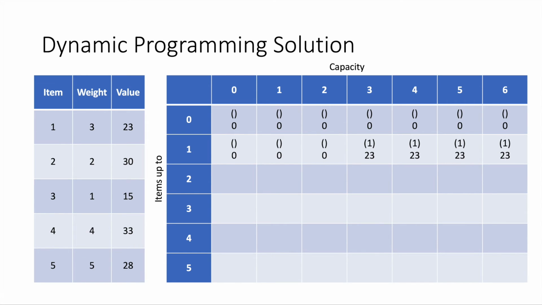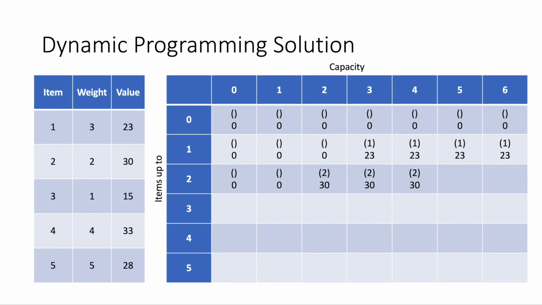We now move on to considering item 2. For a capacity 0 knapsack, including item 2 with a weight of 2 is not possible, so the optimal subset for capacity 0 and 1 for up to 2 items are the same, an empty set. For a capacity 2 knapsack, including item 2 is possible, so the optimal set for this value is the set item 2 with a value of 30. Again, with capacity 3, there is leftover space after including item 2, but not enough to include any of the previous items. So this is the same optimal subset of just item 2. This is the same for capacity 4.